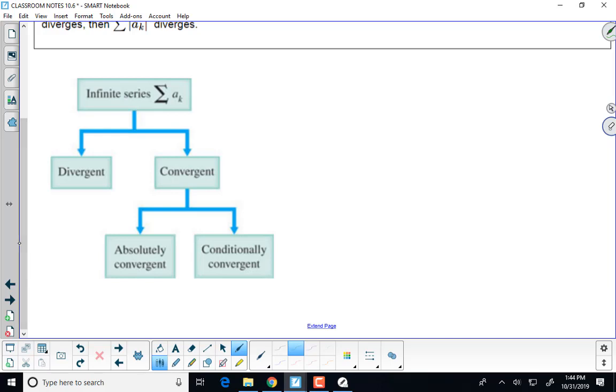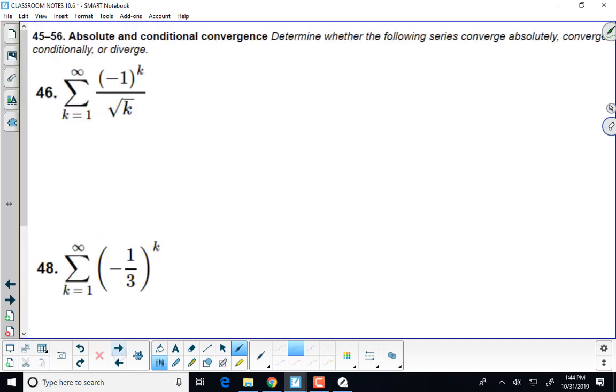So we've got an infinite series. If it converges and some of the a_k are negative, then we can talk about it being conditional or absolute. Conditional or absolute. Okay, let's decide. We have this series here that alternates, and we have our beautiful alternating series test that only has two steps.